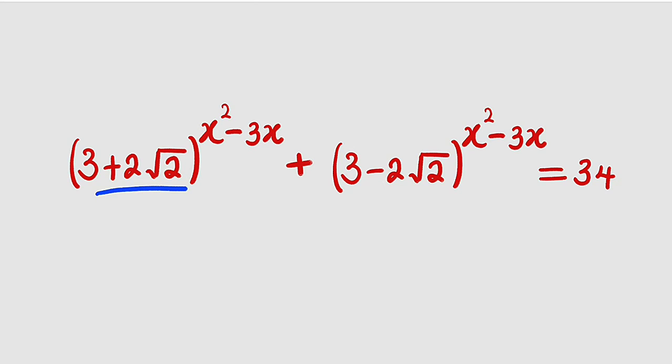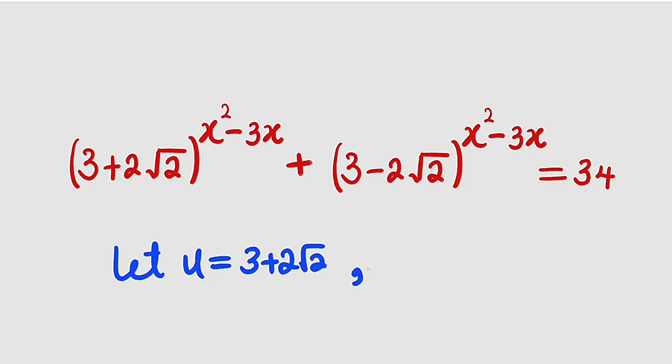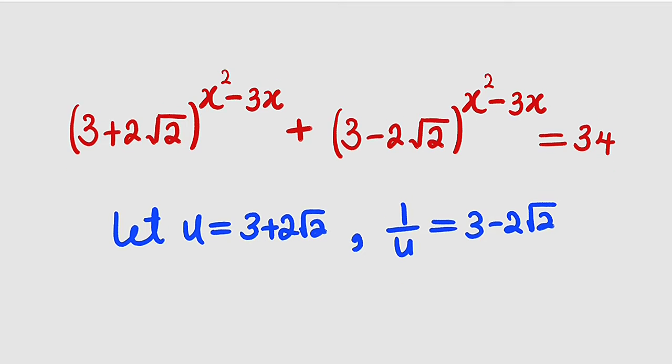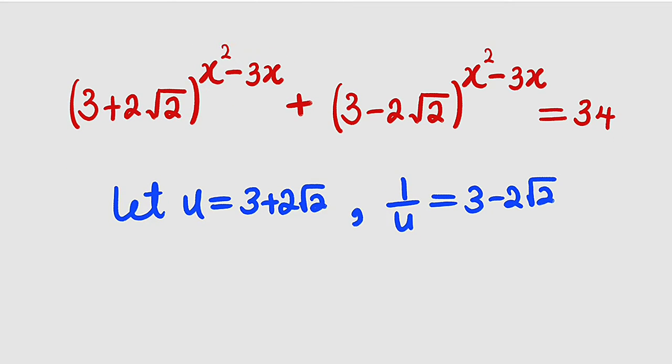I would like to declare this with u. So let u be equal to 3 plus 2 root 2. And you should know that this is the reciprocal of this. So 1 divided by u must be equal to 3 minus 2 root 2. Let us also declare something else. Let's use m equals x squared minus 3x.